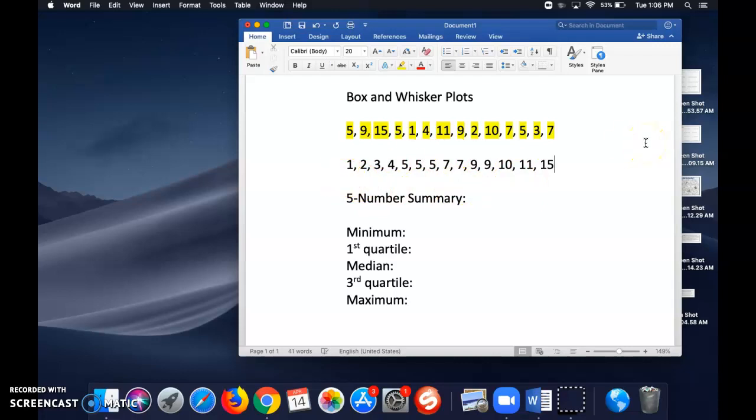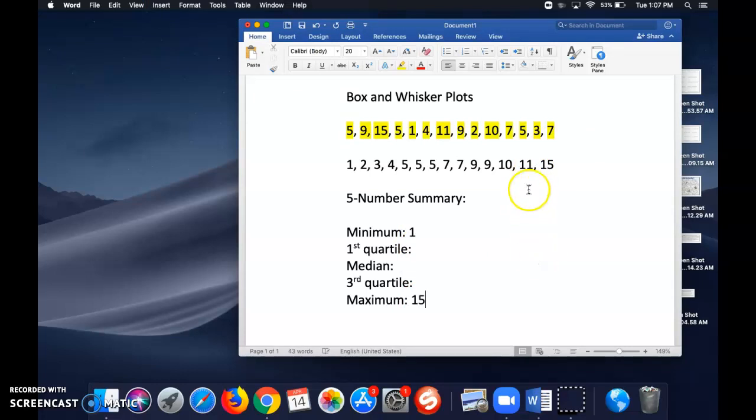Once you have them in order from least to greatest, the first thing you can do is look at your minimum and your maximum values. The smallest value I have in this data set is 1, so that's going to go right here. My maximum value is 15, so that's going to go right here. That's the spread. Your spread is going from 1 to 15.